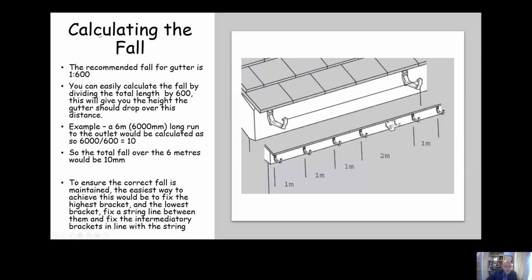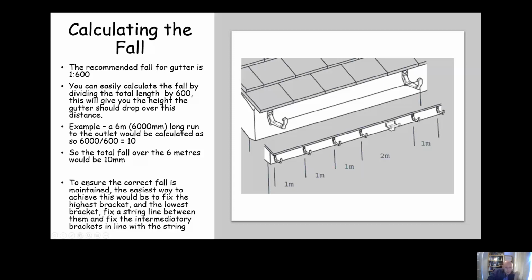Okay, so calculating the fall. We can actually quite easily calculate the fall. We essentially just divide the total length by 600. So say, for example, we had a 6 metre run of gutter, which would be 6,000 millimetres. Divide the 6,000 millimetres by 600, and that would give us, in this case, 10. So the total fall over 6 metres would be 10 mil. Same goes, say for example we had 12 metres, it would be 12,000. 12,000 divided by 600 would equal 20. So the fall over 12 metres would be 20 mil. Okay, and so on and so forth.